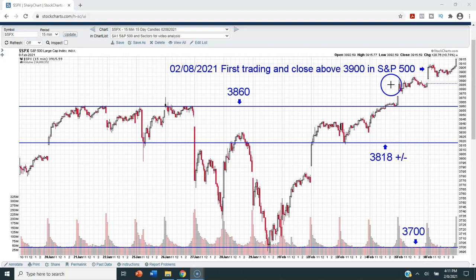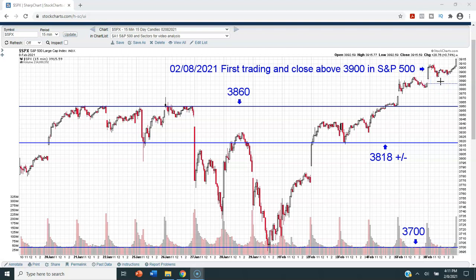So let's start off with the performance of the S&P 500 today. We were up 74 basis points and closed at 3915.59. So this was the first day on Monday, February 8th, 2021, where we had any trading above or a close above the 3,900 level. So this market just continues to power higher.